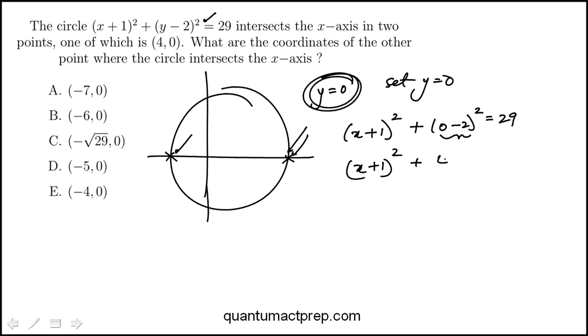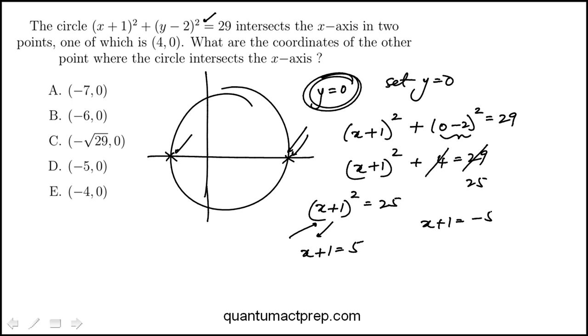This is 4. You subtract 4, 25. We end up with (x + 1)² equal to 25. Don't do the expansion here because it's already in a square form. This means x + 1 is either equal to 5 or x + 1 is equal to -5, because both 5² and (-5)² are 25.